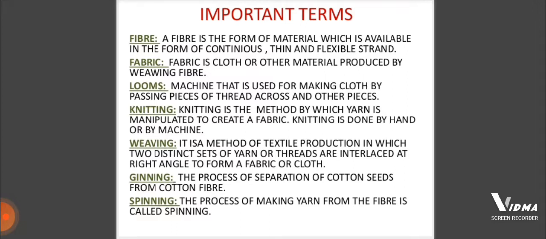Knitting. Knitting is a method by which yarn is manipulated to create fabric. Knitting is done either by hand or by machine. Weaving. It is a method of textile production in which two distinct sets of yarn or threads are interlocked at right angle to form fabric or cloth.